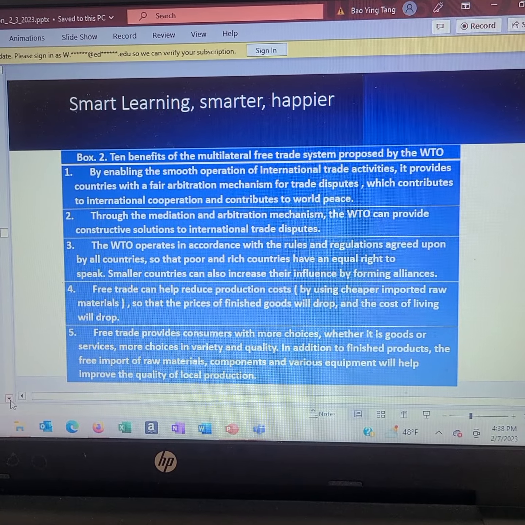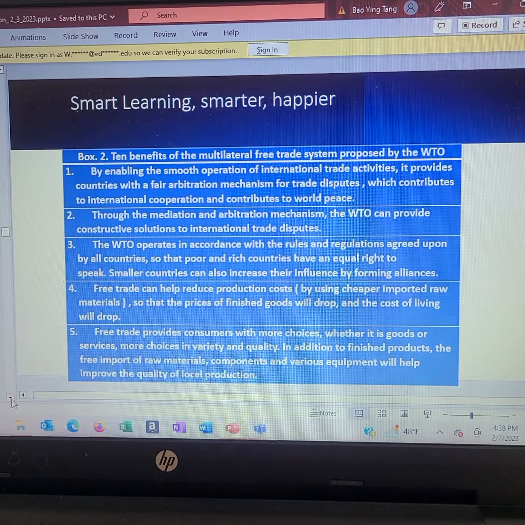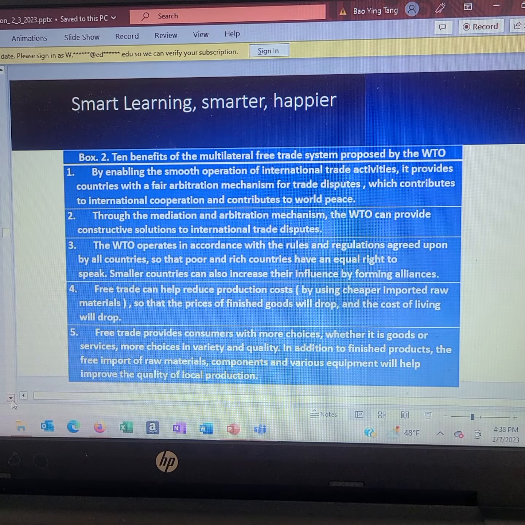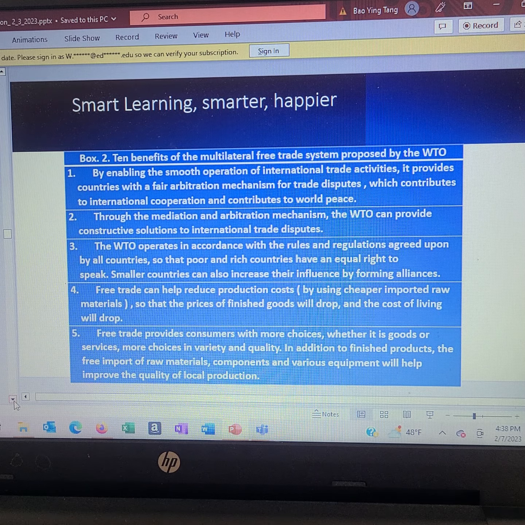So here is Box 2, talking about the 10 benefits of the multilateral free trade system proposed by the World Trade Organization. First, by enabling the smooth operation of international trade activities, it provides countries with a fair arbitration mechanism for trade disputes, which contributes to international cooperation and world peace. Second, through the mediation and arbitration mechanism, the WTO can provide constructive solutions to international trade disputes.